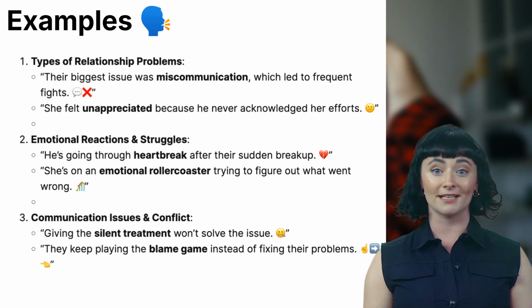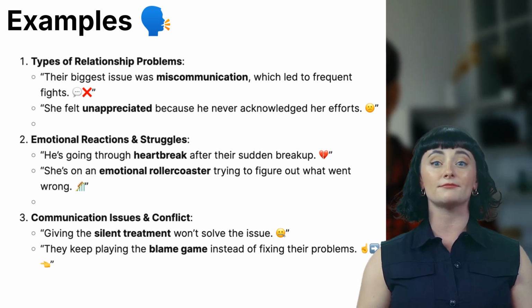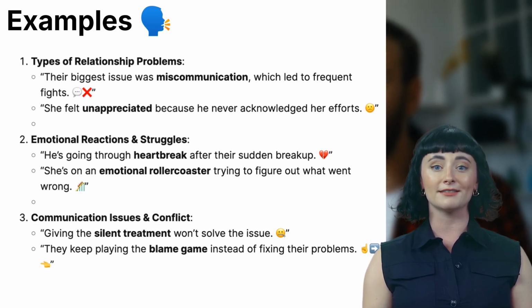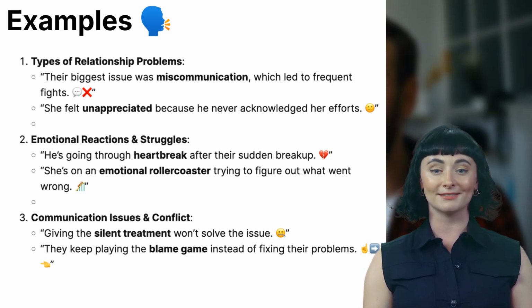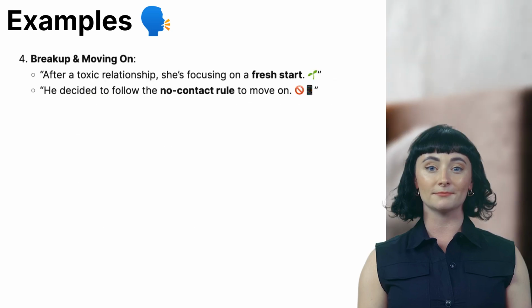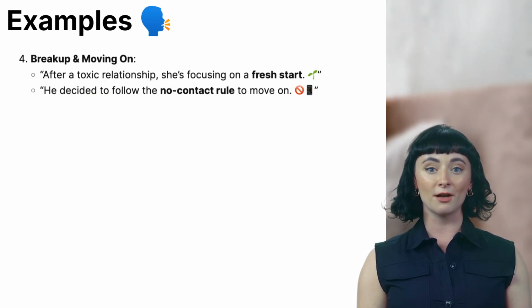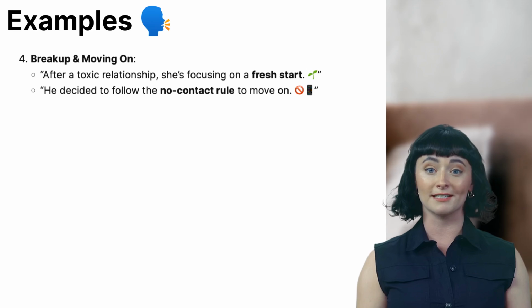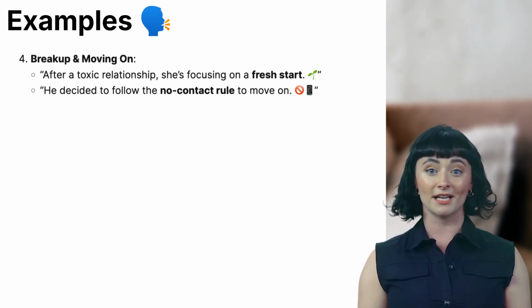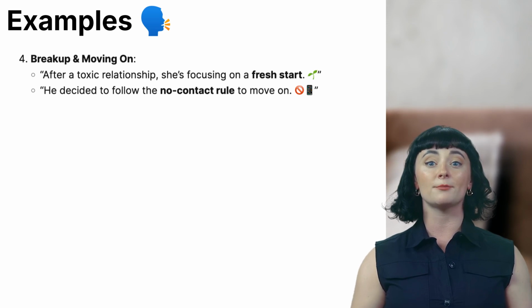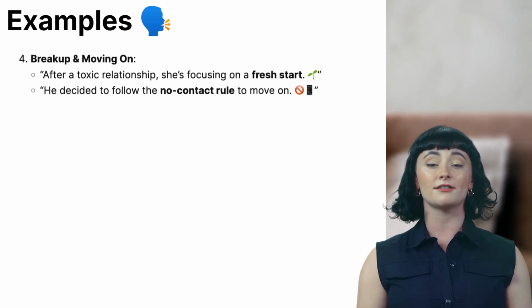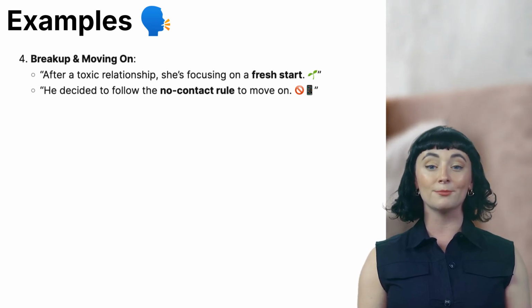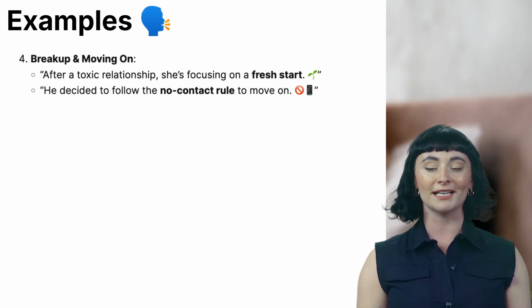They keep playing the blame game instead of fixing their problems. This shows how people argue by pointing fingers instead of looking for solutions. It's common in unhealthy communication. 4. Breakup and moving on. After a toxic relationship, she's focusing on a fresh start. This highlights how someone can move on from a harmful relationship and start a new chapter. He decided to follow the no contact rule to move on. This sentence shows a specific step someone might take to heal, choosing not to communicate with an ex.